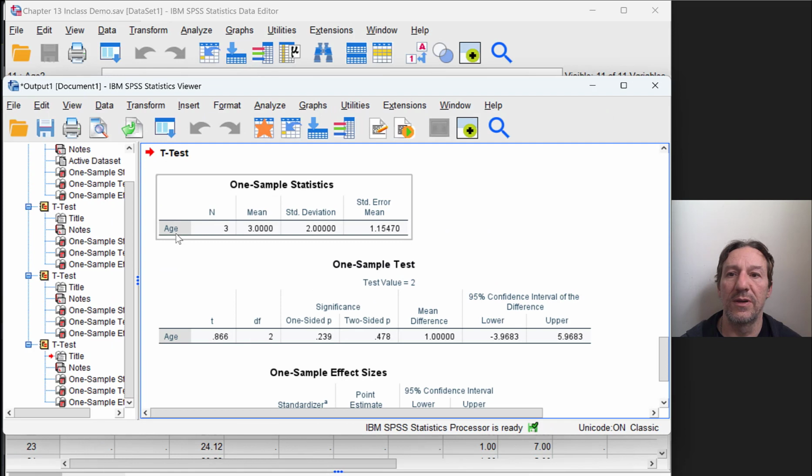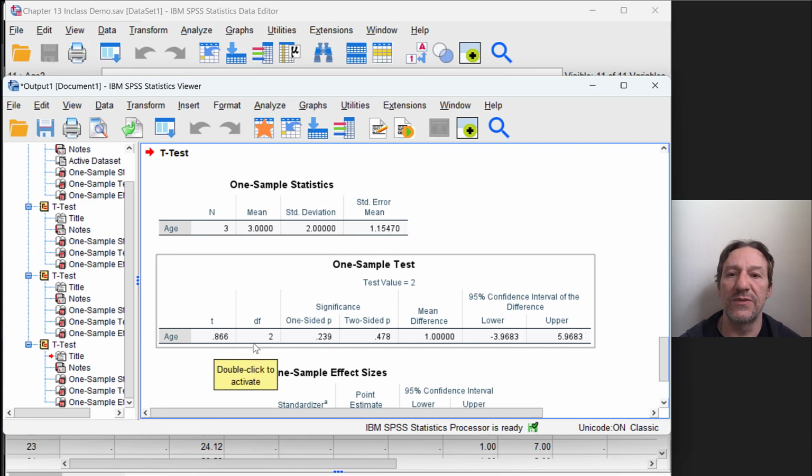Looks pretty familiar. N of 3, mean 3. There's your standard deviation of 2. Our standard error of the mean was that 1.15. Our t-value is 0.86, degrees of freedom 2. So a one-sided p and a two-sided p. Again, we were running a two-tailed test, so 0.478. So definitely not even close to less than 0.05.